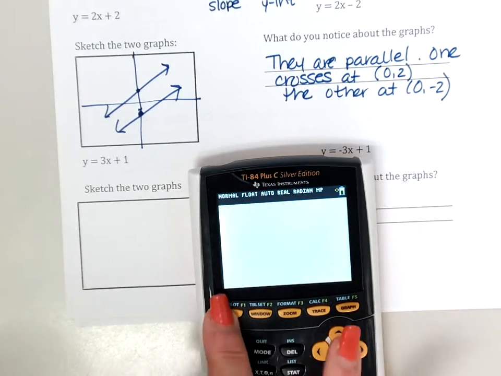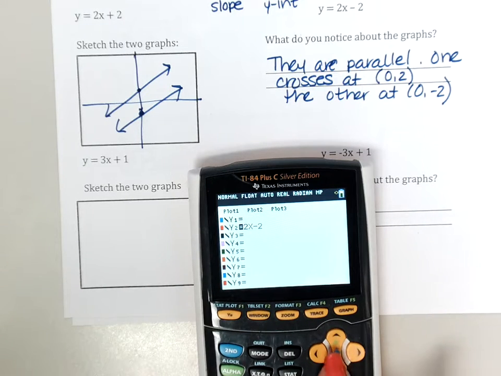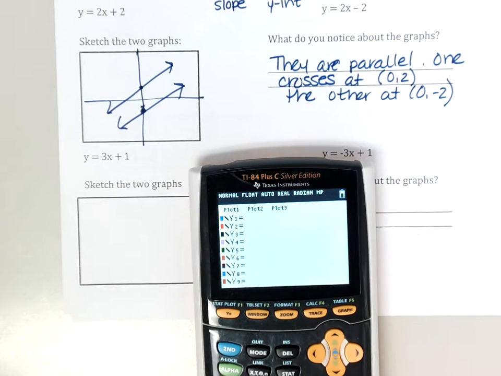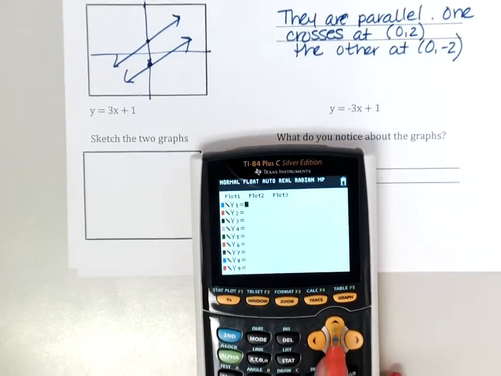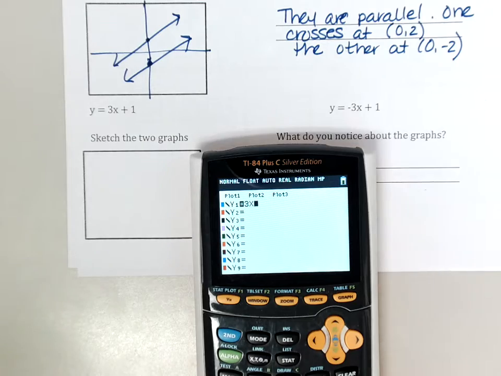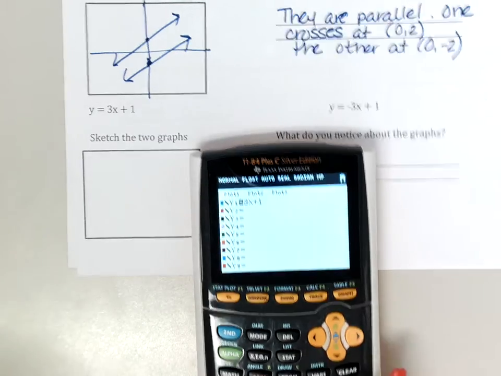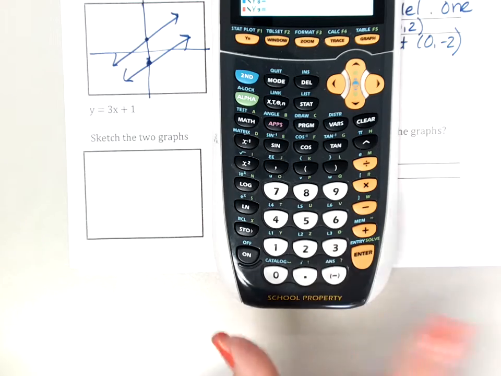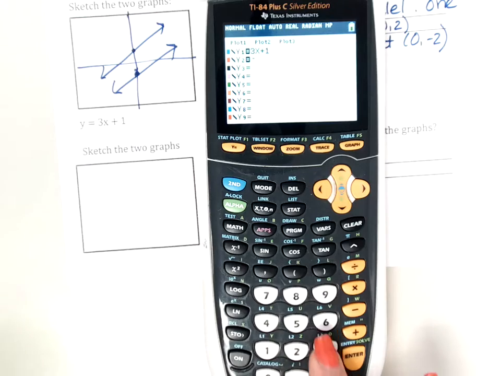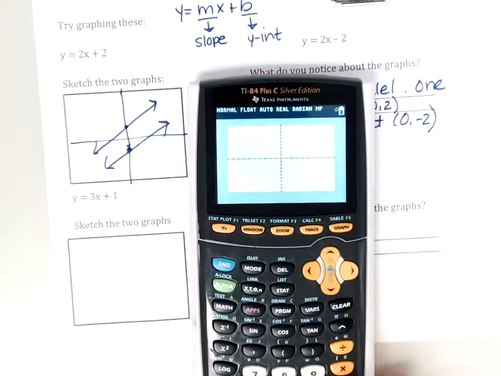We'll hit clear and go to y equals, and we have to hit clear for each one to clear them out. So now we're going to type in 3x plus 1 and negative 3x plus 1. So I got 3x plus 1, arrow down. Now the negative, remember, is this button down at the bottom. Don't try and use a minus for it because it won't work. So negative 3x plus 1. So the only difference in these two I see is that 3 is positive and the other is negative. So let's hit graph and see what that does to the graph.